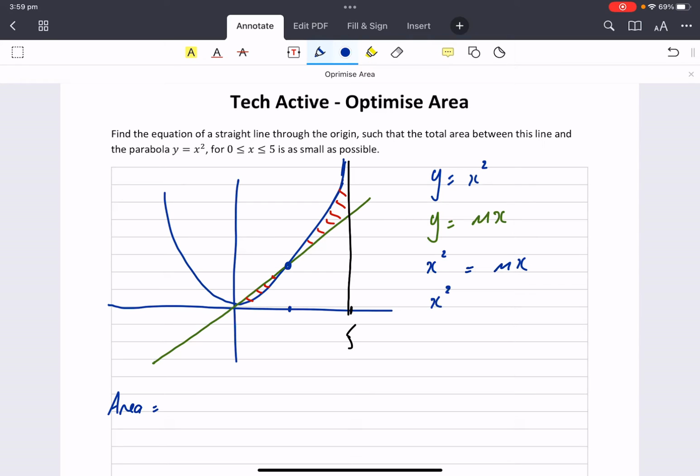And then x squared, so x equals 0 or m. So clearly that's a point of intersection at 0. So this point of intersection must be m.